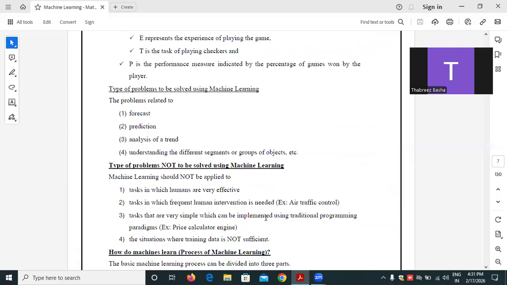And types of machine learning. Generally, there are different types of methods. Machine learning should not be applied to tasks in which humans are very effective, tasks in which frequent human interventions are needed, and tasks that are very simple and can be implemented using traditional programming. So these are the basic typical problems in machine learning.